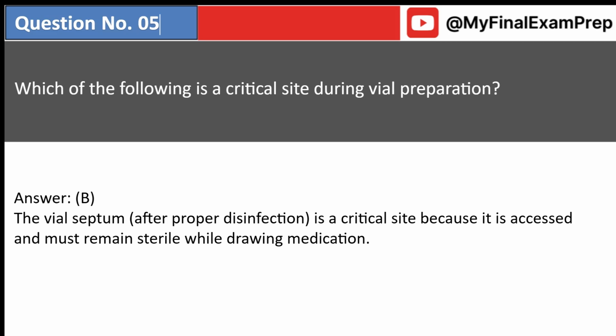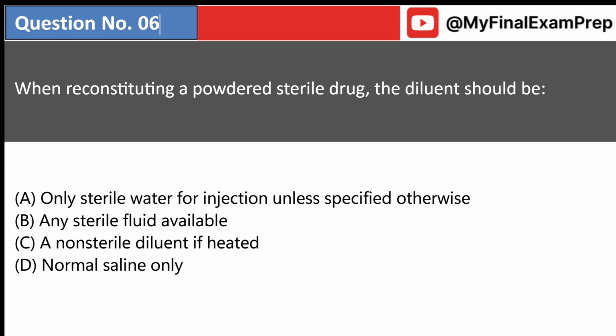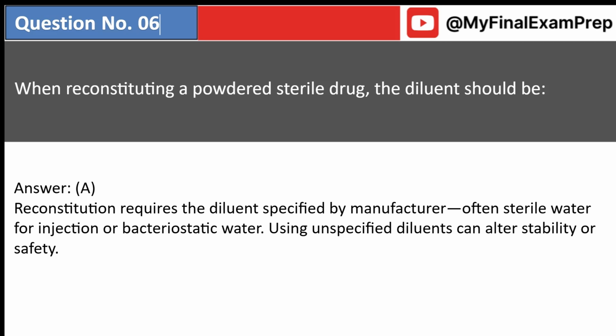while drawing medication. When reconstituting a powdered sterile drug, the diluent should be A. Only sterile water for injection unless specified otherwise. B. Any sterile fluid available. C. A non-sterile diluent if heated. D. Normal saline only. Answer A. Reconstitution requires the diluent specified by manufacturer, often sterile water for injection or bacteriostatic water. Using unspecified diluents can alter stability or safety.